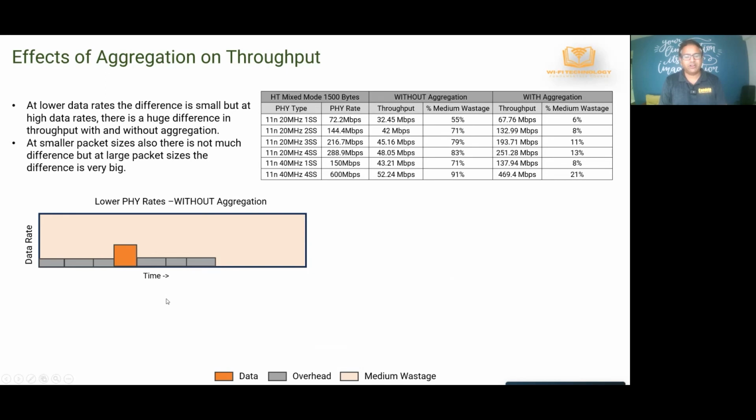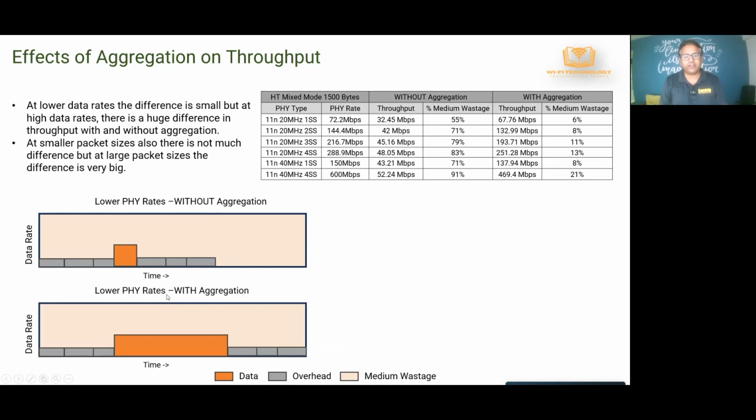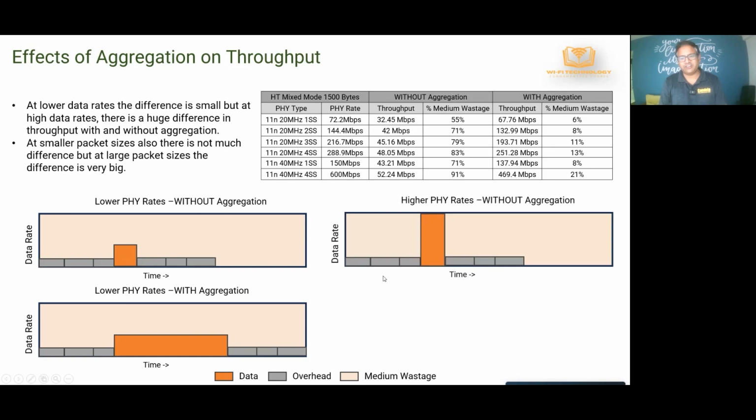Now, if you do the same thing with low data rates, but with aggregation, now what you're doing is you're taking more time, which means you're sending more data, but you're still sending them at low data rates. So there is still a lot of wastage here, right, in this particular case.